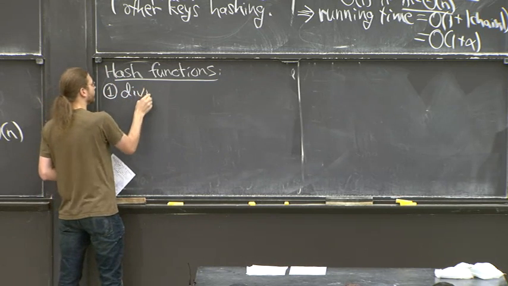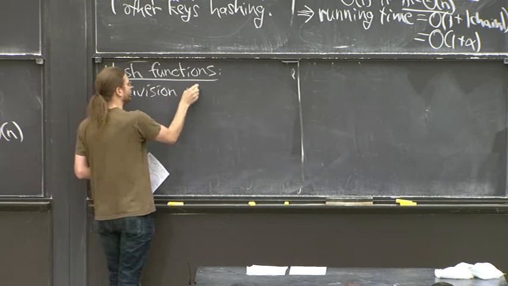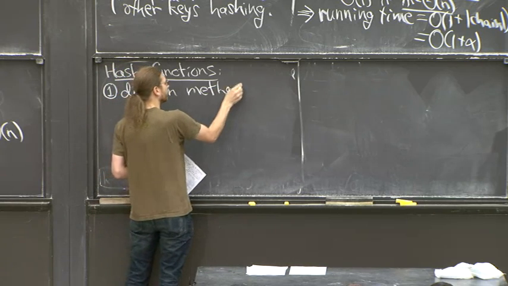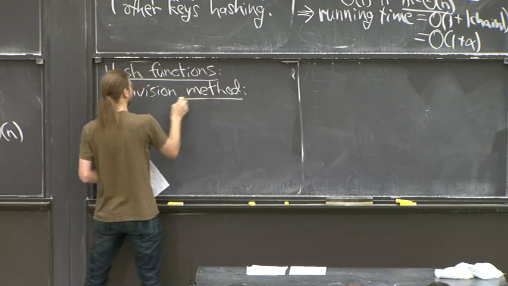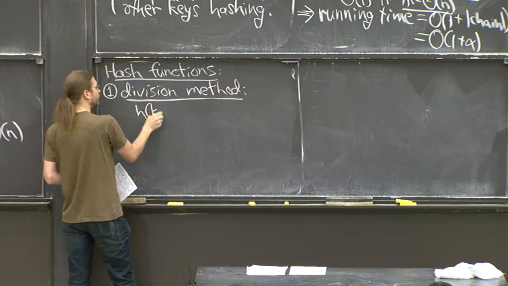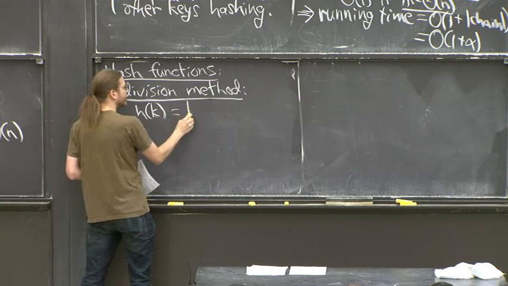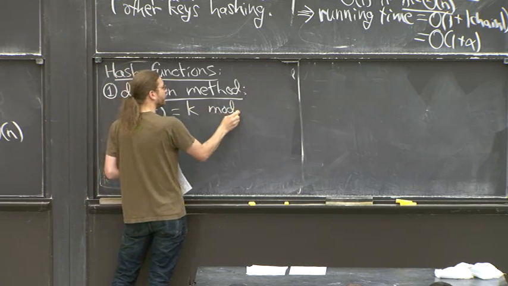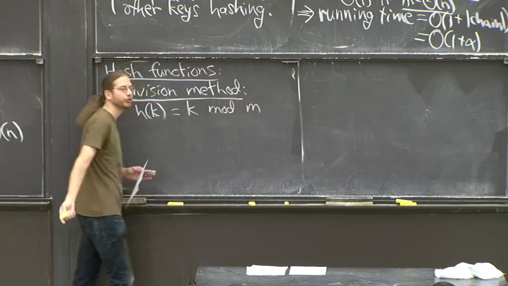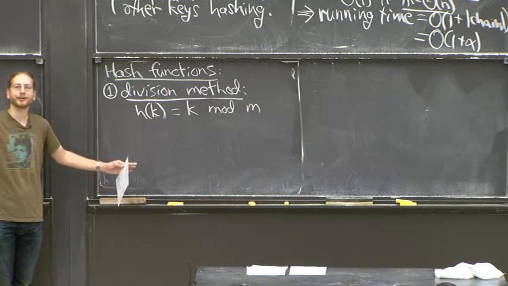OK, so first method, sort of the obvious one, called the division method. And if you have a key, this could be a giant key, huge universe of keys, you just take that key modulo m. That gives you a number between 0 and m minus 1. Done. So easy.